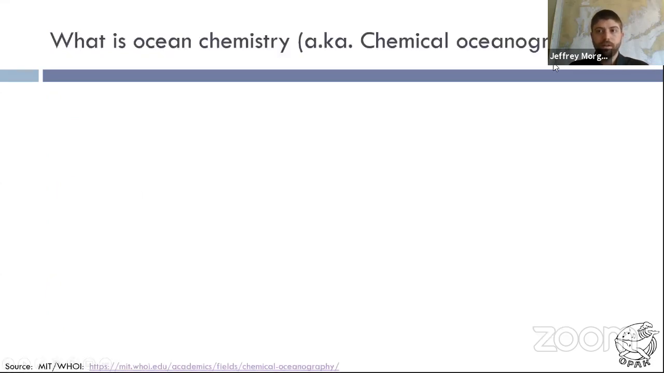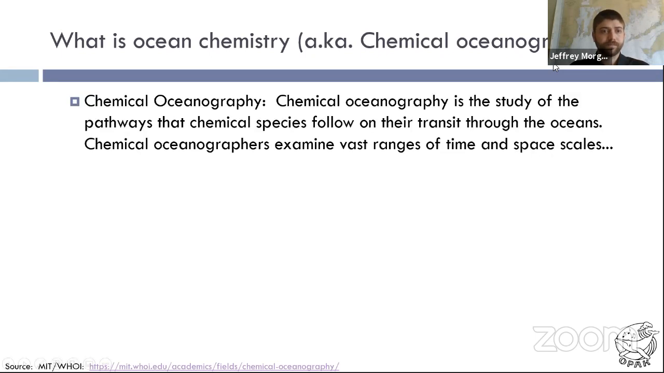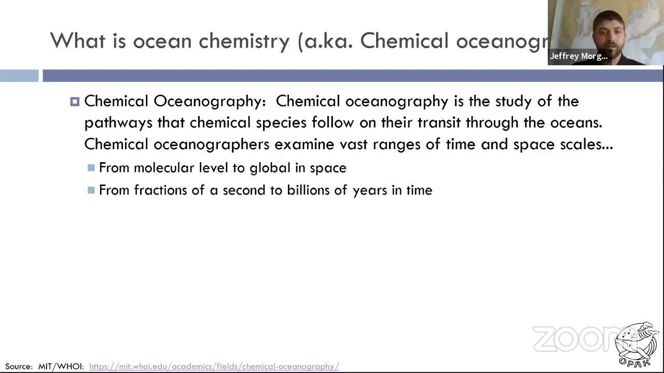All right, so what is this ocean chemistry that we are studying? We're going to use this definition of chemical oceanography, which is the study of pathways that chemical species follow through their transit of the ocean. When we're talking about this transit, we're talking about things on a really tiny scale, the molecular scale, all the way up to our global cycles.